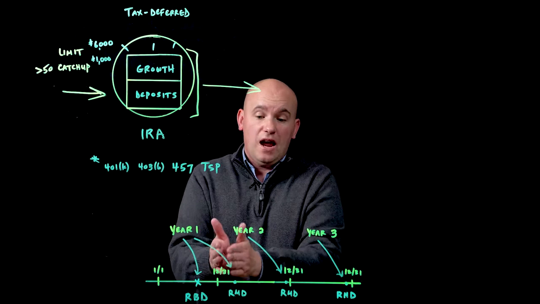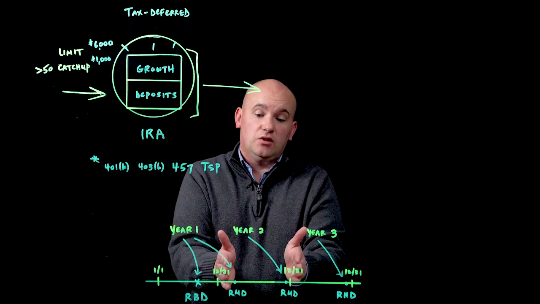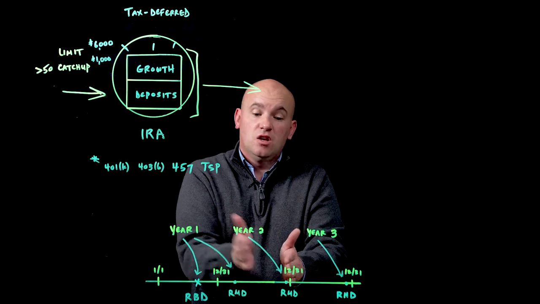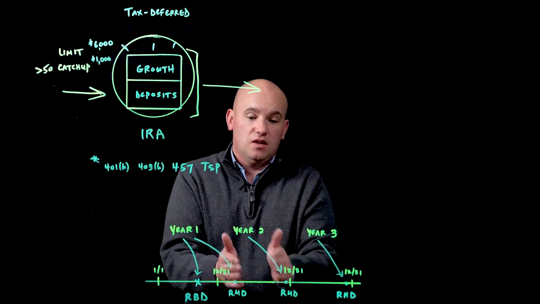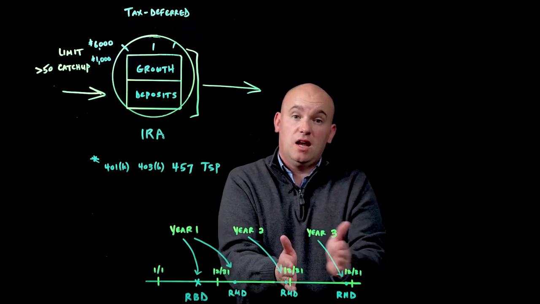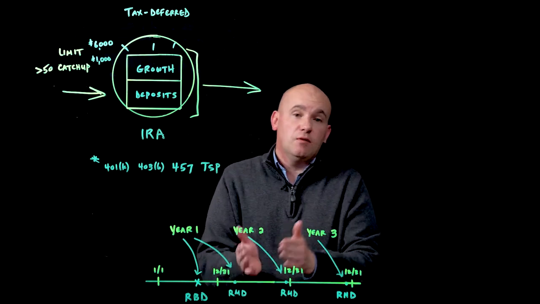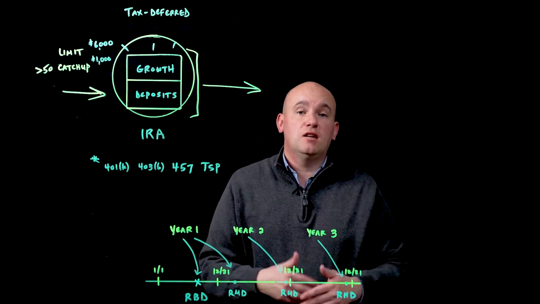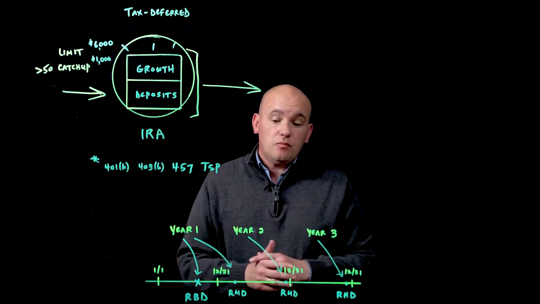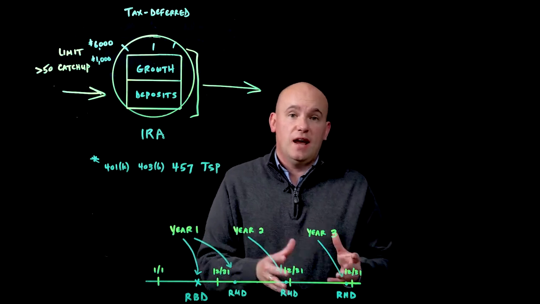Every year thereafter, it has to happen in the calendar year. You could take it monthly, you could take it once. I'm just showing it here happening at the end of the year. Year 2, you take your distribution by 12/31. Year 3, you take it by 12/31. Every year thereafter, it has to happen by the end of the year. That's called satisfying your RMD requirement. So the money comes out, it's now taxable.